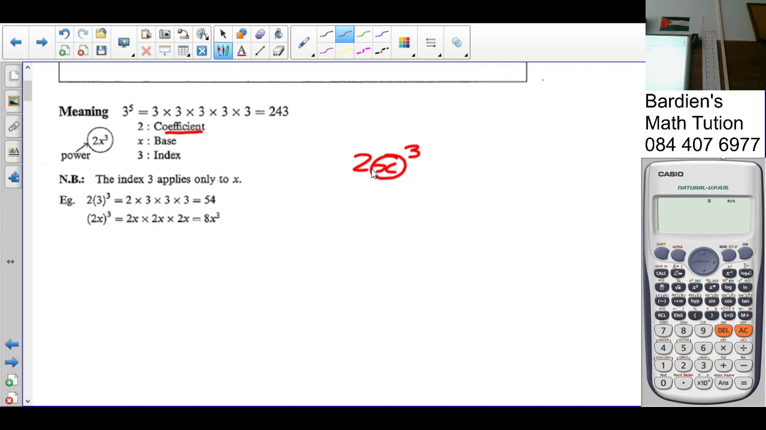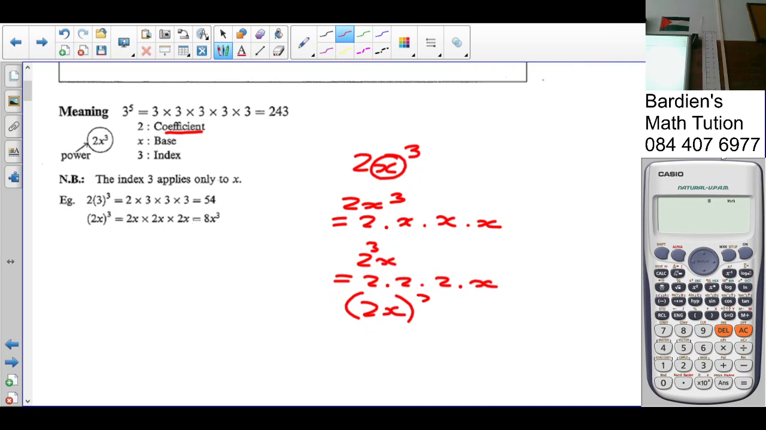Note, the index 3 applies only to x. So if I extend 2x cubed, that can be written as 2 times x times x times x. Can you see that? What if I have 2 cubed? That is 2 times 2 times 2. What if I have 2x all cubed? That is 2x times 2x times 2x. Are you all okay with that?